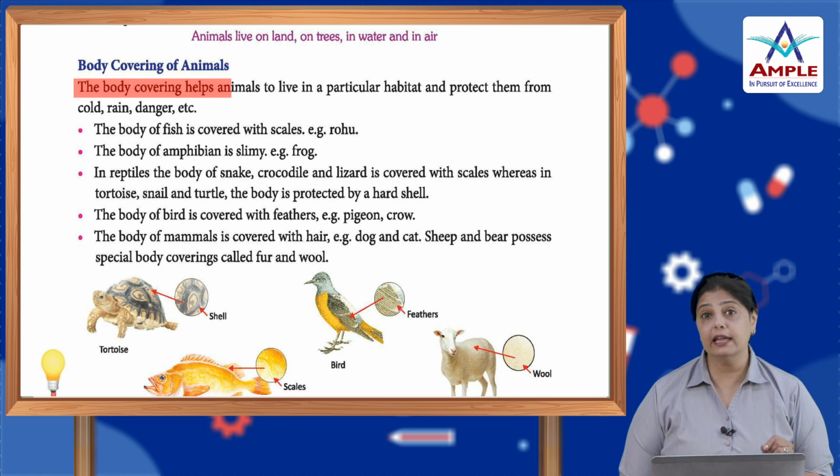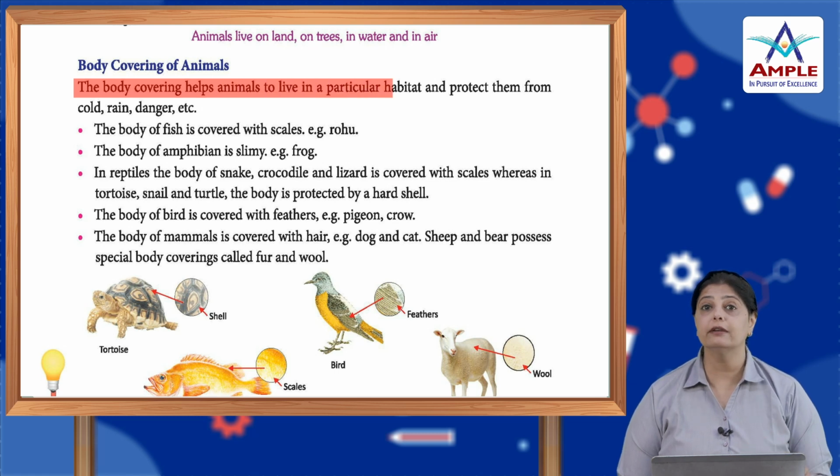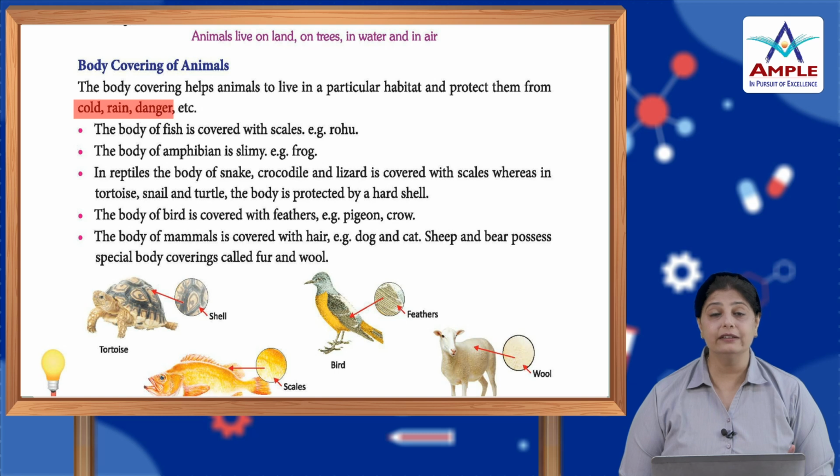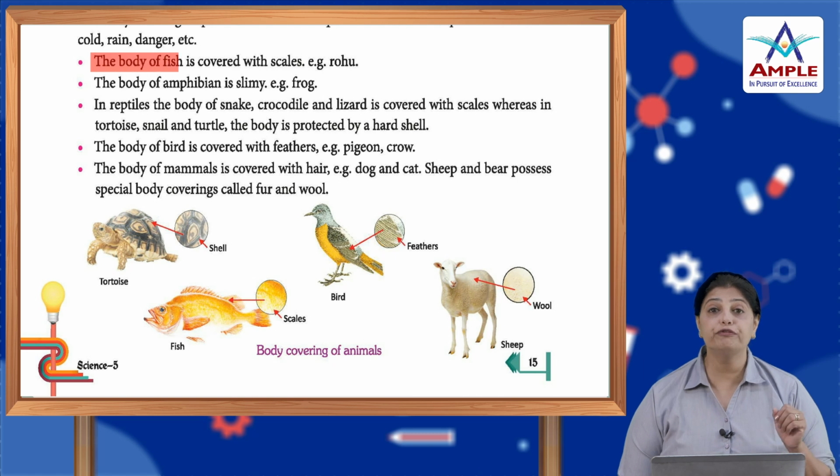The body covering helps animals to live in a particular habitat and protects them from cold, rain, danger, etc. Animals don't wear clothes the way we wear clothes. So that is the reason why they have body covering that protects them from different types of weather conditions and from enemies.